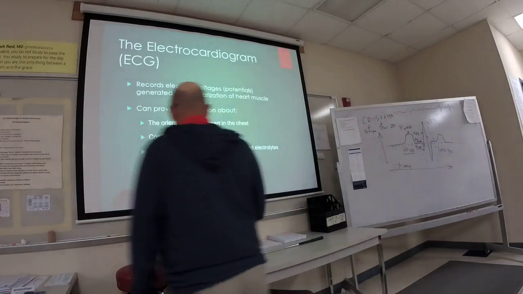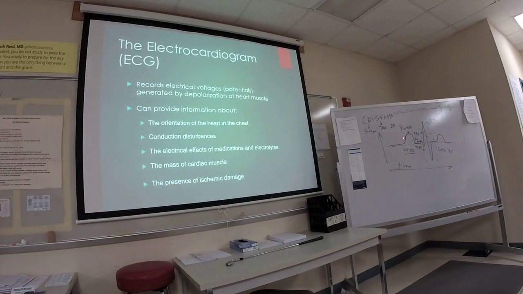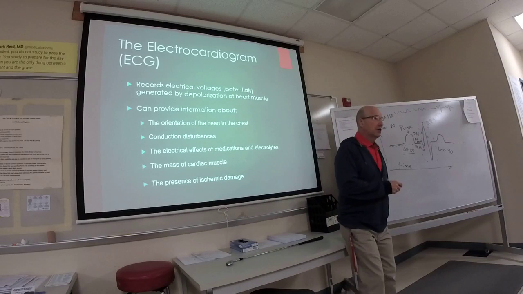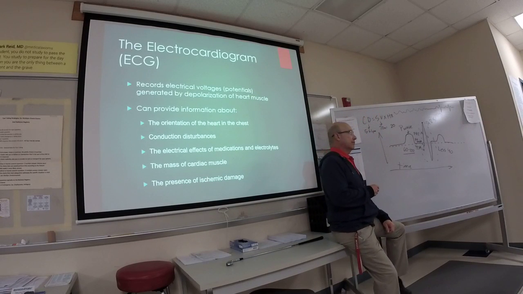Then conduction disturbances, just like we talked about. If all of a sudden now you don't have a P wave, okay? We won't look too much at medication and electrolytes. We might pick up some of that in cardiac physiology, but it doesn't pertain to the interpretation. Then ischemia and infarction, we can pick up infarction from what? You guys remember, what do you look at for infarction on the EKG? Which segment?